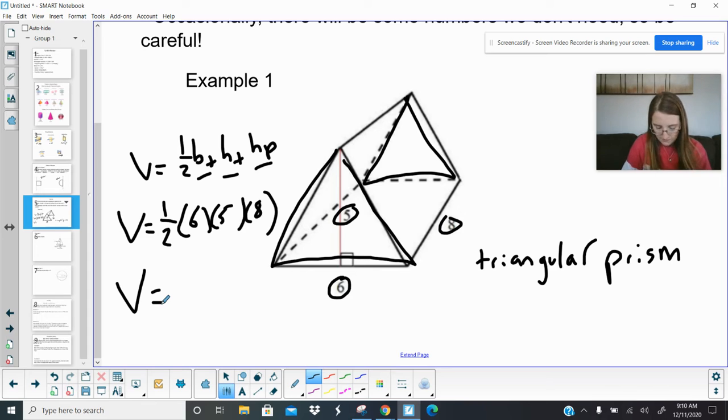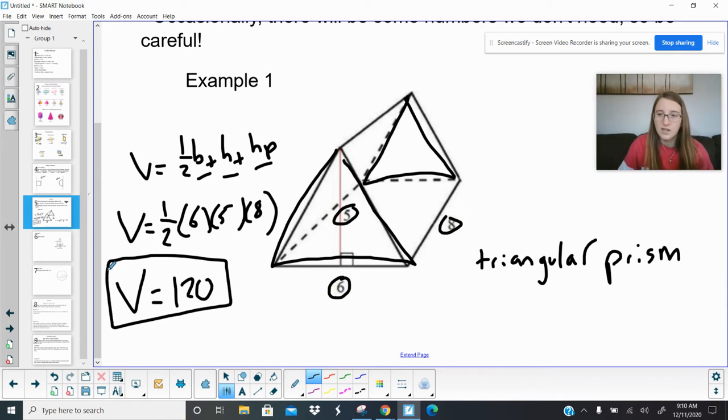So we've got to plug this in carefully. You should get 120. So again, the key part there is correctly identifying the shape and then correctly writing down the formula. With the prisms and the pyramids, a lot of times we can jumble up numbers and it ends up working out.